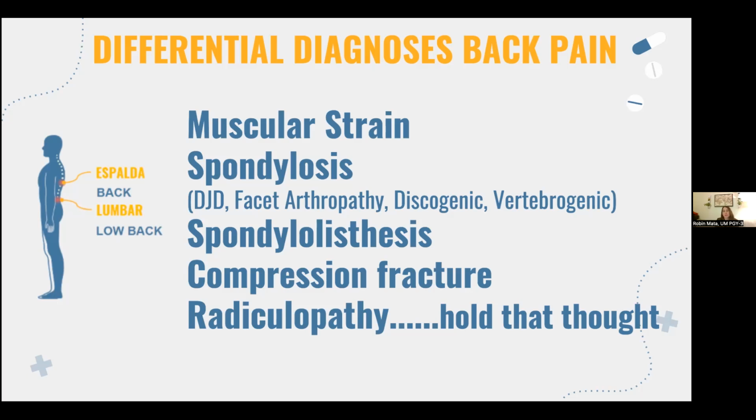Spondylosis, any type of degeneration, regardless of the structure, I've listed them here. Spondylolisthesis, definitely something important to check for when you're getting your x-rays. Compression fracture, and then radiculopathy. A lot of people put radiculopathy under the back. I don't think of it that way when it comes to seeing patients. I think of it under the leg, and we'll talk about why in a second.